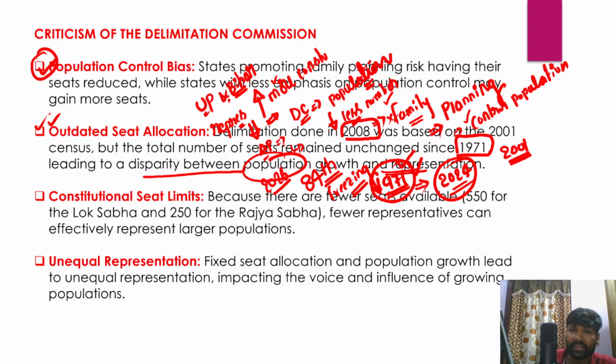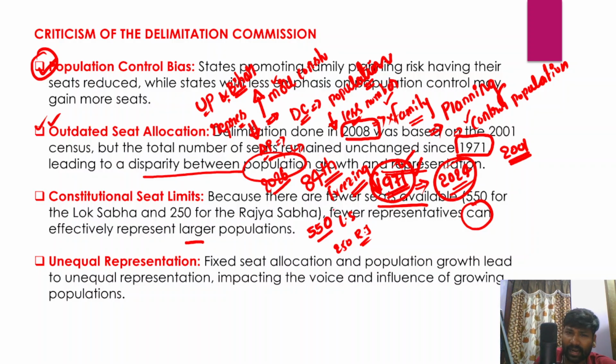And similarly, constitutional seat limits. Constitutional seat limits actually means that there are fewer seats available. Fewer seats in the sense that as of now there are 550 seats for Lok Sabha and 250 seats for Rajya Sabha. And fewer representatives can effectively represent the larger populations as well, right?